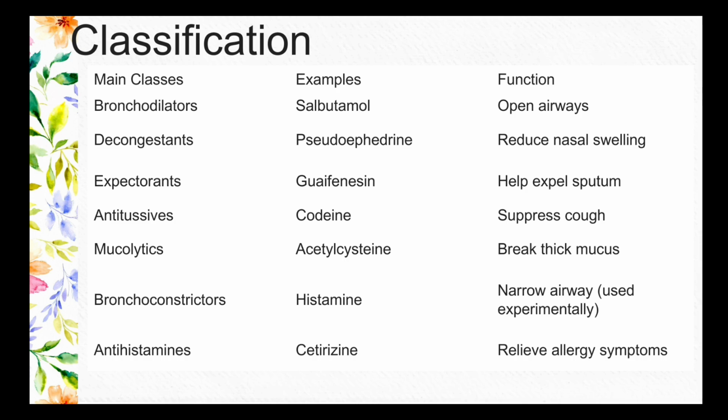How many classifications are there? One, two, three, four, five, six, seven. We have seven classifications. These seven classifications will be divided into subclasses. For example, bronchodilators have three classes, and antihistamines have two types. They will be divided like that.